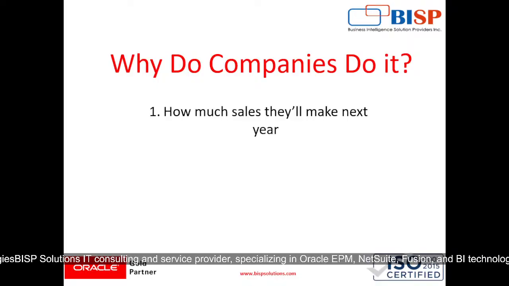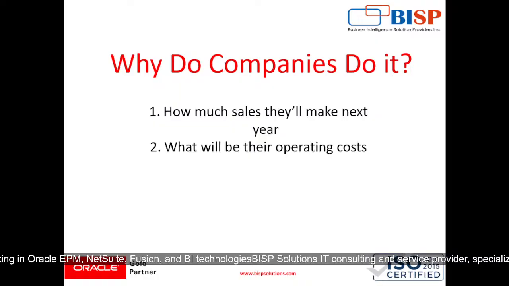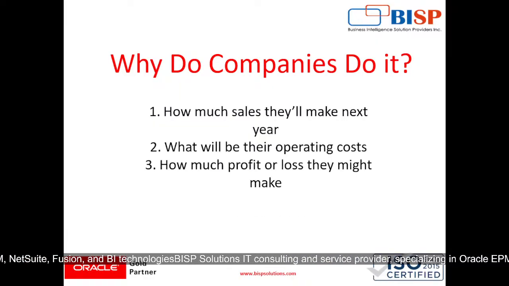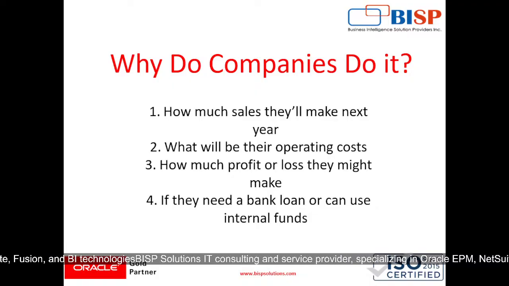So let's say Eicher Motors, the company behind Royal Enfield, wants to expand into electric motorcycles, set up a new manufacturing plant and enter new global markets. So before doing that, they will need to know how much sales they will make next year, what will be their operating cost, and how much profit or loss they might make, and if they need a bank loan or can use internal funds. So that's where forecasting helps. It allows management to make well-informed business decisions.